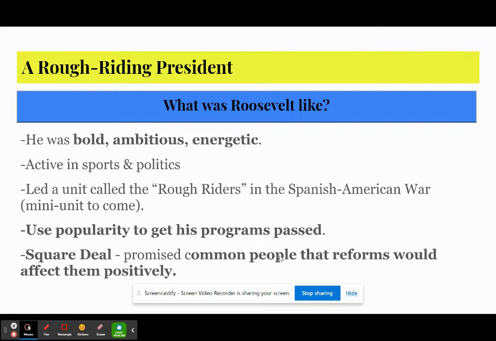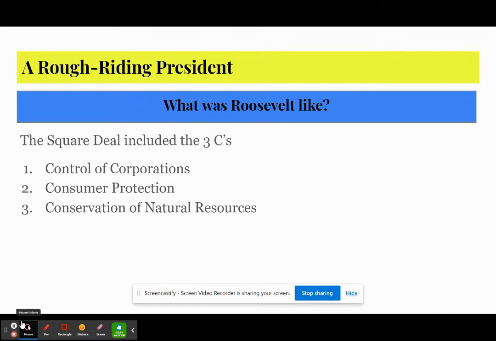So he devised something called the Square Deal, and it promised common people that reforms would affect them positively. So his Square Deal included what are called the 3 Cs. Control of corporations. He was called a trust buster. So he worked to make companies have to be more fair to their workers and more fair to the consumers. He worked on consumer protection, particularly when it comes to food and drugs, and making sure that labels say what is intended to be in the product, and also making sure that food is safe, and then also conservation of natural resources.